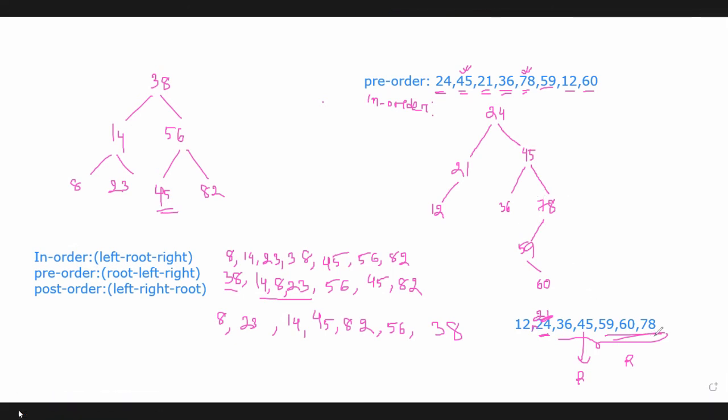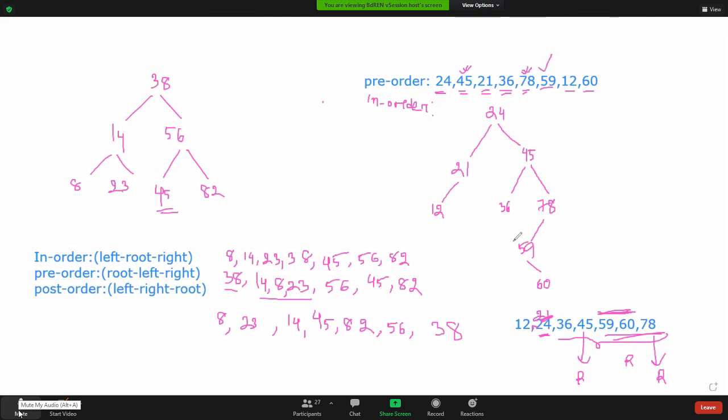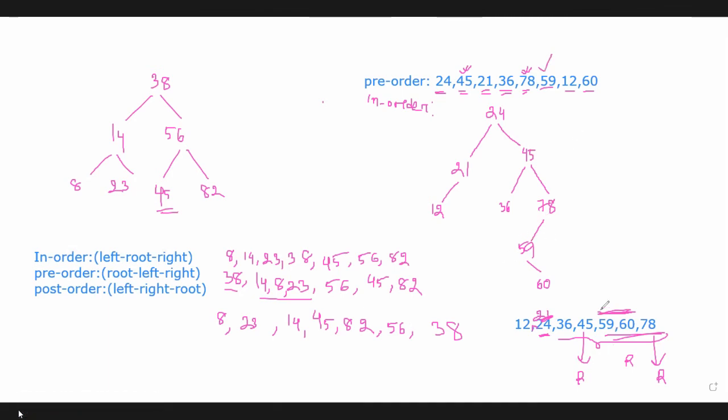So after taking 78, now again identify its position in the in-order sequence. So this is the root node, and before the root node there are two nodes 59 and 60 which will be added in the left subtree. But which one should be added first? 59. So 59 is the left child of 78. Okay, so this is the new root node 59, and there is one node after 59. So 60 will be added in the right subtree of 59. So 60 is the right child of 59.